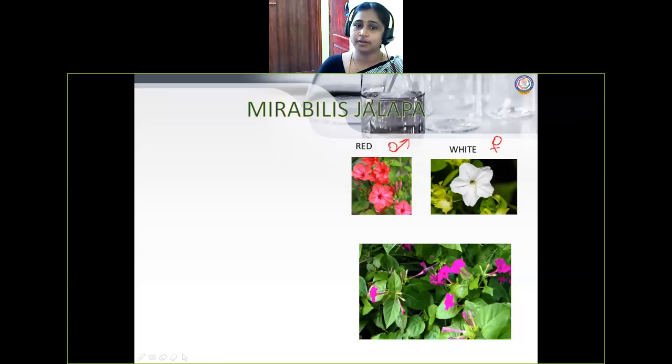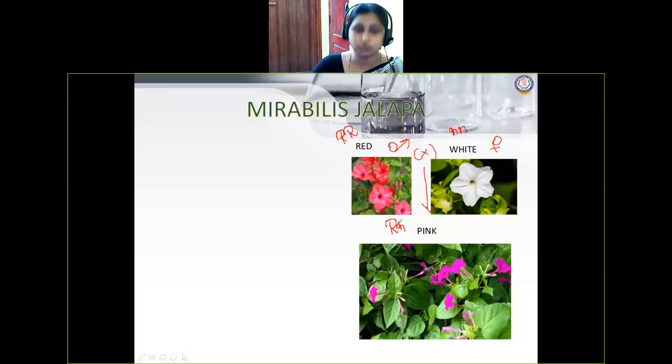When these two are intercrossed, you'll get a new combination. What color is it? Pink color. If you want to write the genotype of this, we can write capital R, and here small r, and the pink is nothing but capital R, small r. You are getting the genotype capital R and small r, but you are getting a different color, a blending inheritance, a combination of both colors. Red color and white color, you get a combination of pink color.